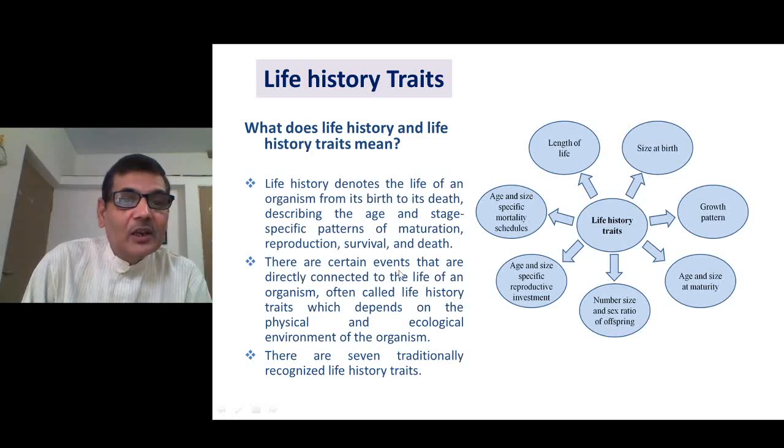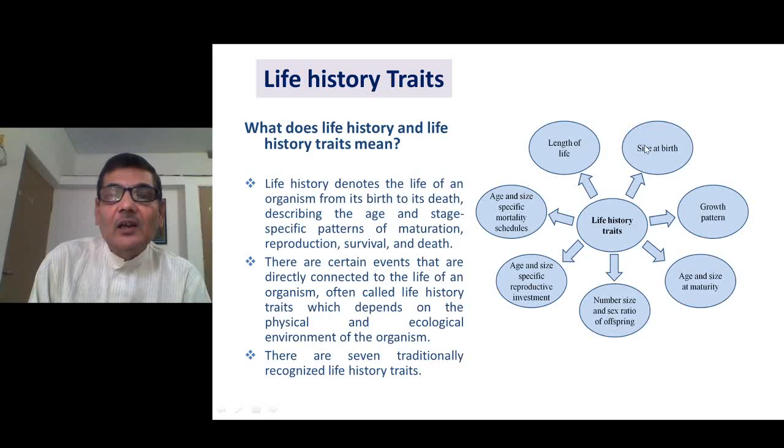So there are certain events that are directly connected to the life of an organism, often called life history traits, which depend on the physical and ecological environment of the organism. There are 7 traditionally recognized life history traits. These traits are size at birth, meaning when the individual actually hatches out, or even the different stages of its development like egg, larva, pupa. These aspects could be considered under life history traits.